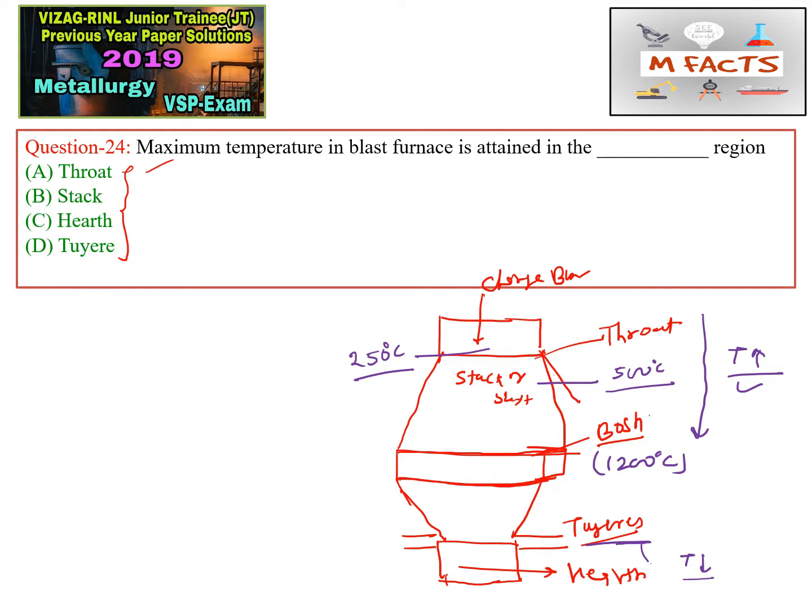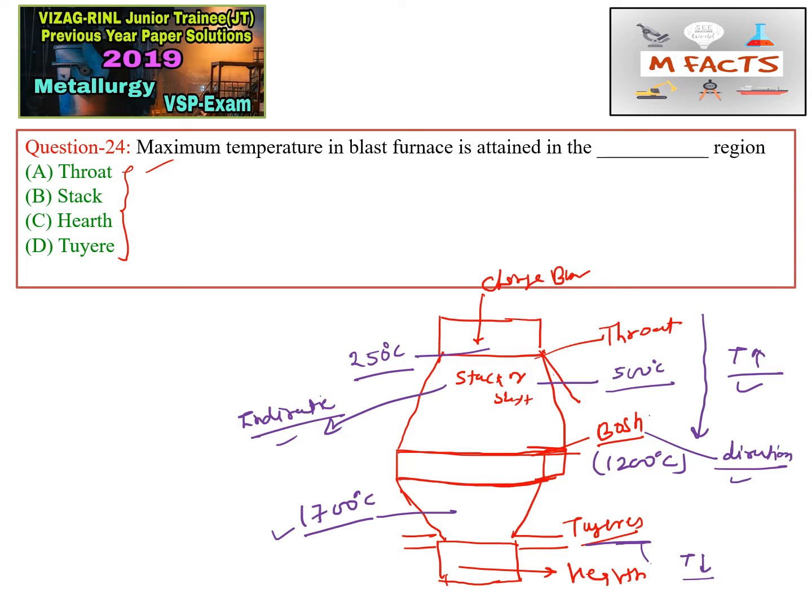In the stack, indirect reduction takes place. In the boss region, direct reduction of iron ore takes place. So direct reduction here, and indirect reduction in the stack. At the Tuyere level the temperature is about 1700 degrees centigrade. This is the maximum temperature attained in the blast furnace.